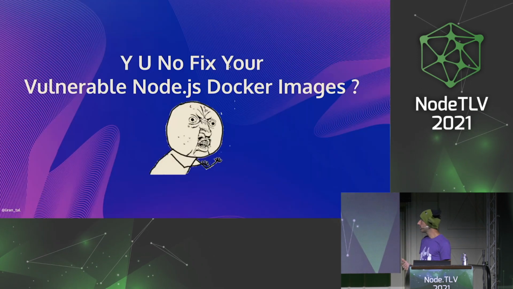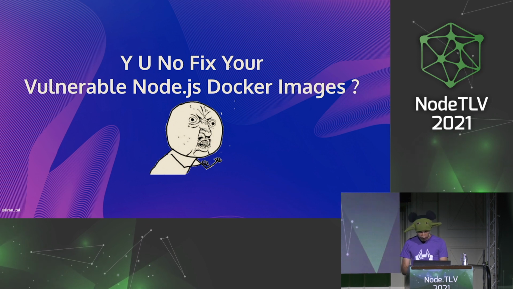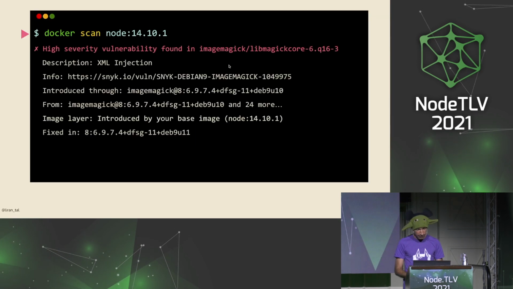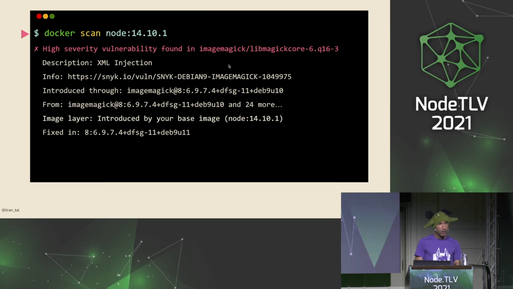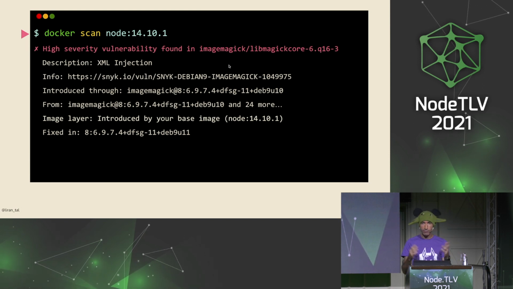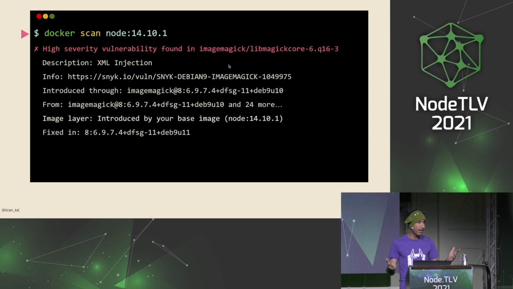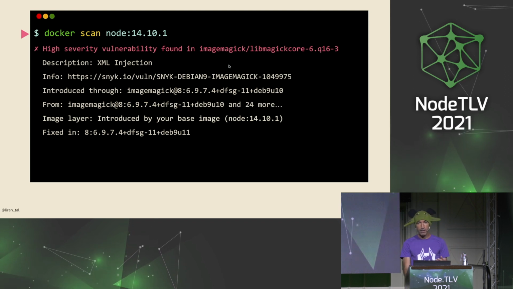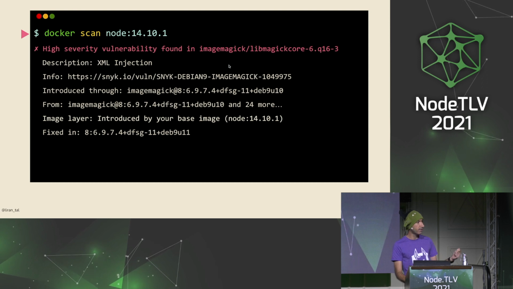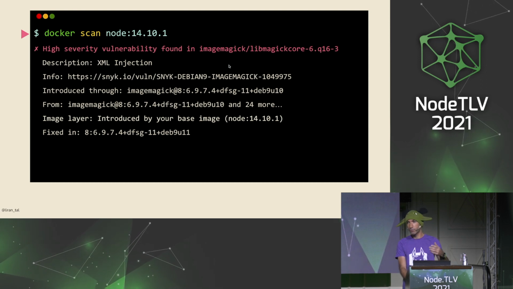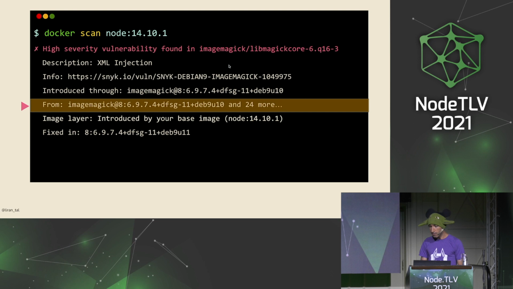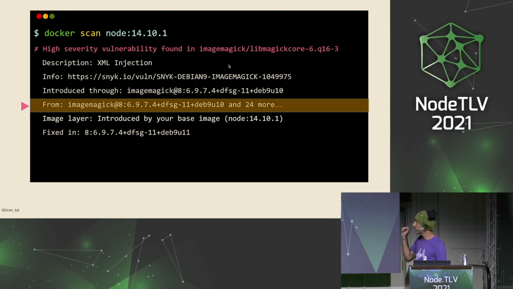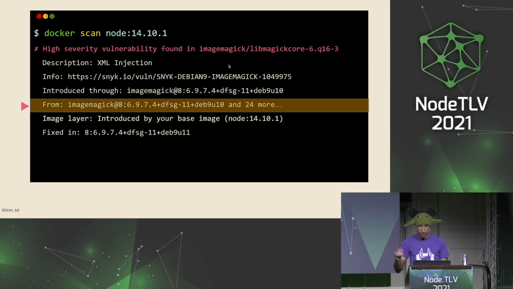So why don't you fix your vulnerable Node.js Docker images, right? Let's get to the live hacking part. Let's talk about it for a second. You do Docker scan, or whatever way you're doing to find vulnerabilities in your containerized applications. If you're doing this, you're probably getting a lot of results, right? I'm doing Docker scan on whatever image I want to feed it, and it tells me I have this ImageMagick vulnerability. It's from that and that version.